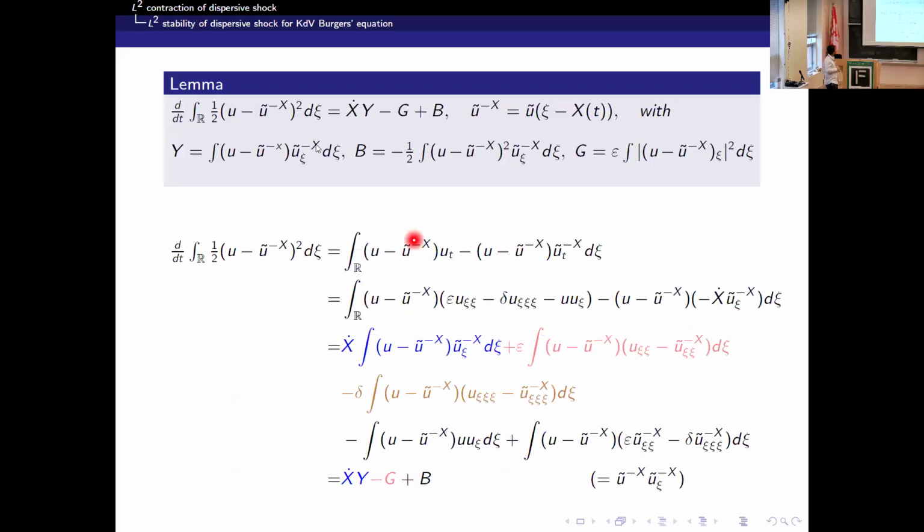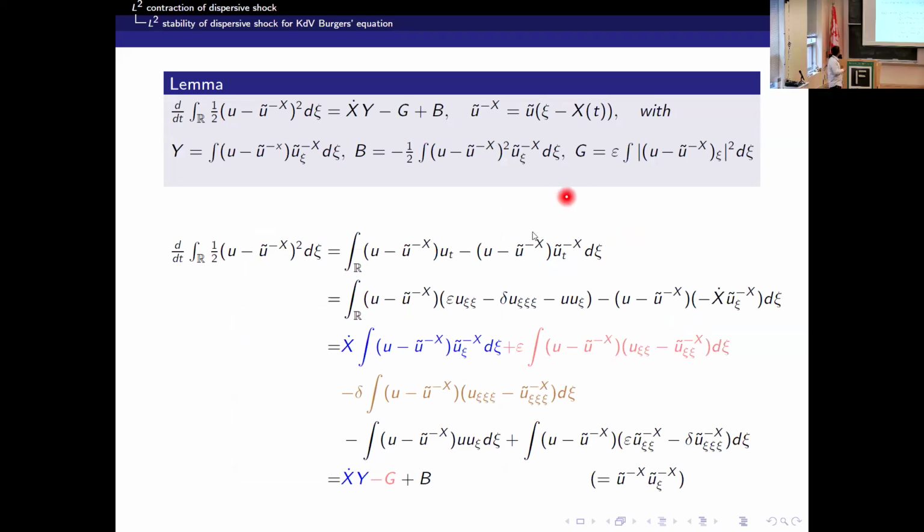So the first one, what's the meaning of the contraction? We want to show this time derivative of the L2 distance is less than 0. And here you see the negative x. The negative x is exactly corresponding to the shift. And for the Burgers equation, we already see the shift is necessary. Otherwise, we're not going to have contraction because it's epsilon to square root epsilon.